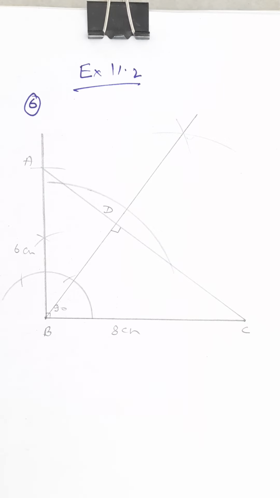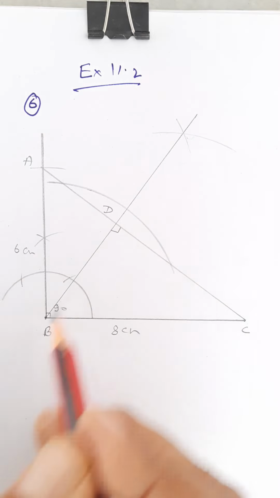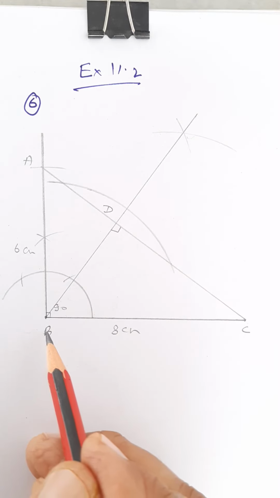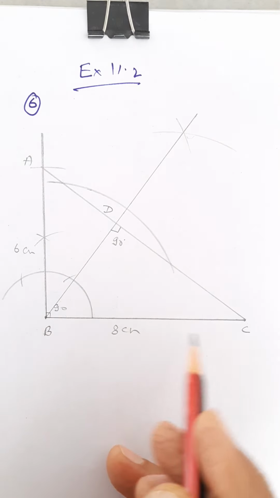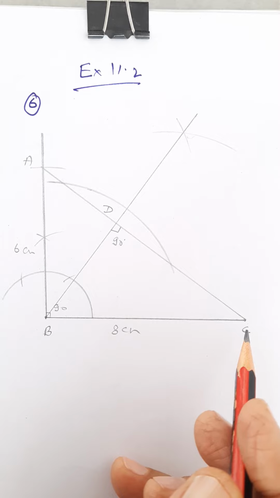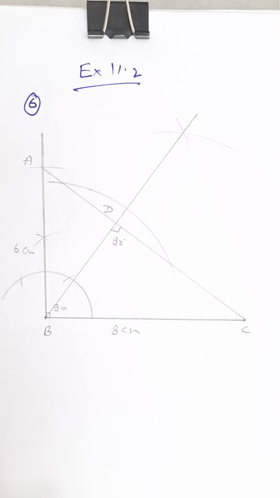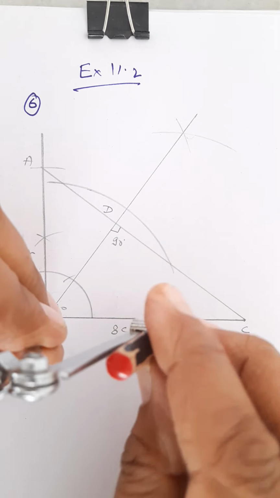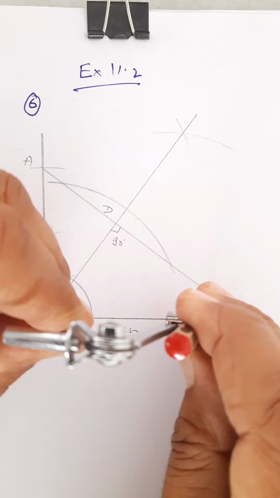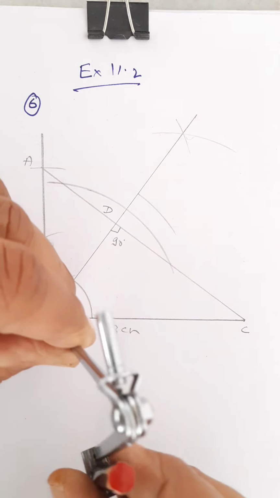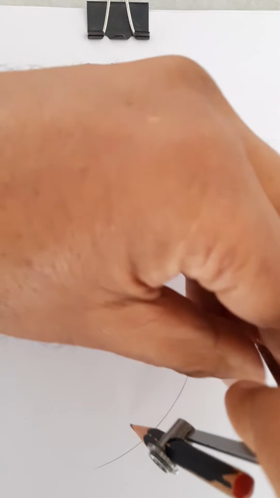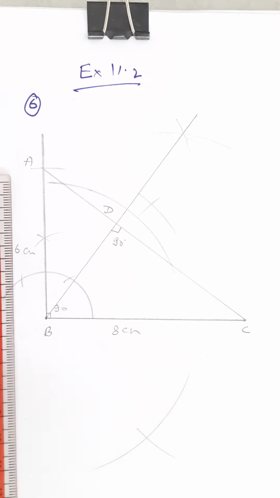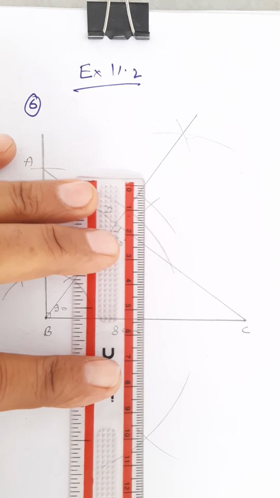The next part, a circle through BCD, you have to draw a circle. So here you know this angle is 90 degree. So if I draw a circle by taking BC as a diameter, then definitely it will pass through D. So first of all we will find the midpoint of BC. For midpoint of BC, take more than half, cut here and cut here, perpendicular bisector. And from this point you cut at this point and this point. That will draw the perpendicular bisector of BC.